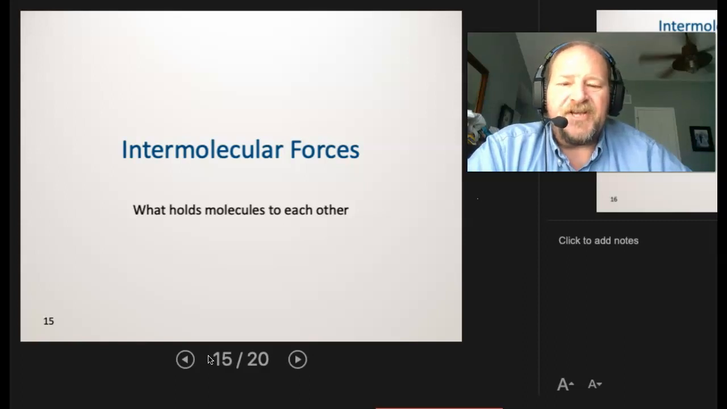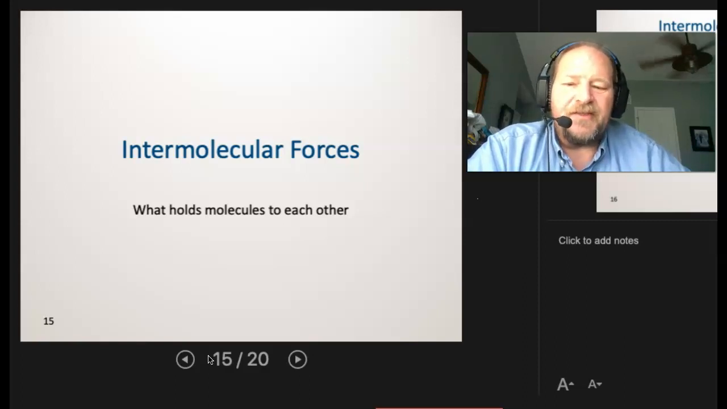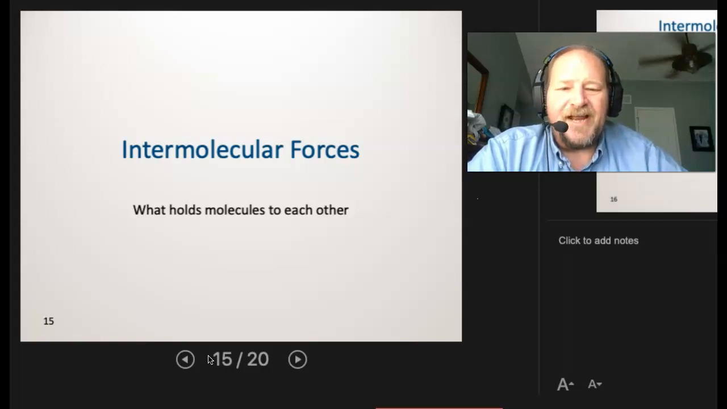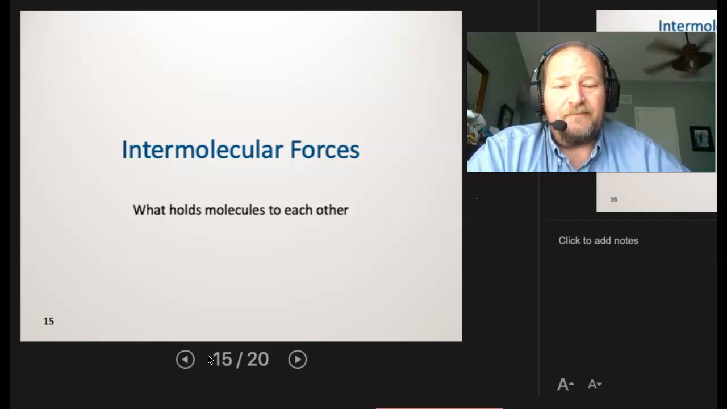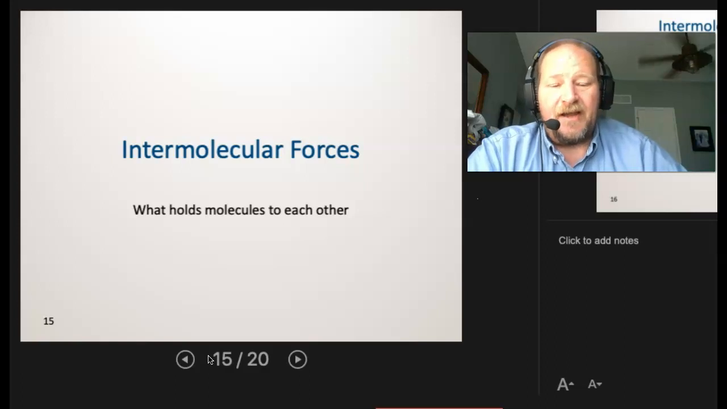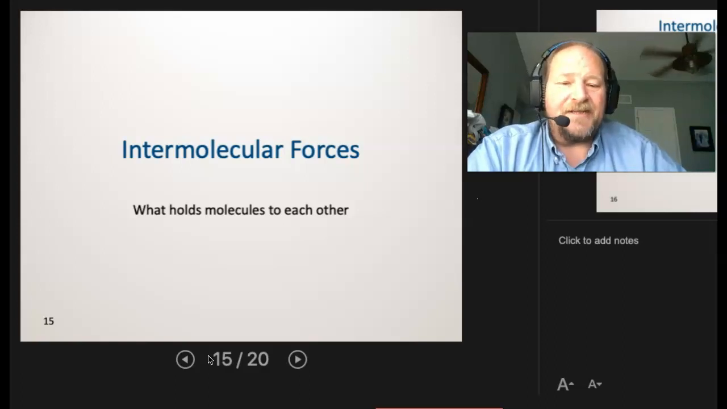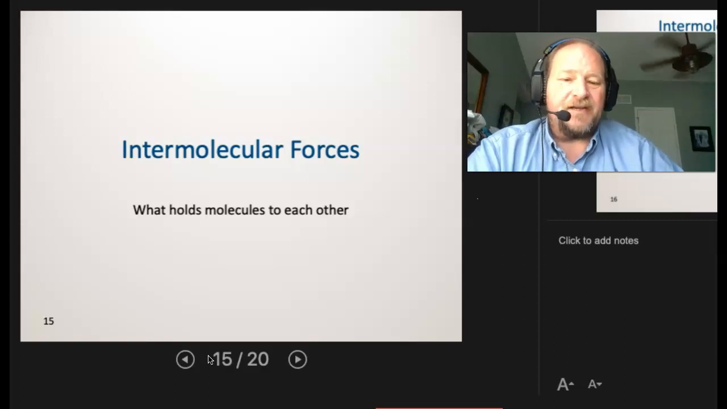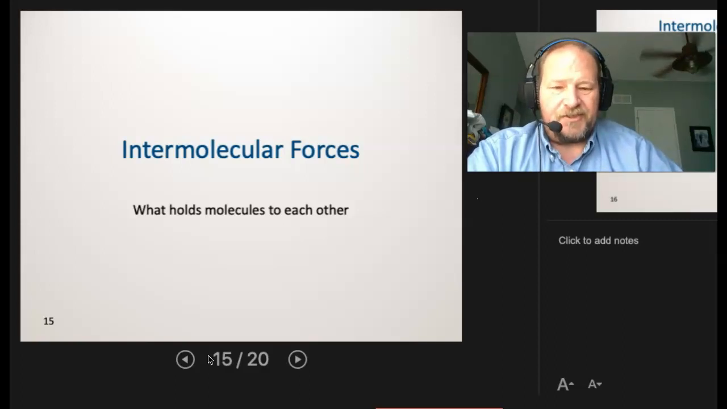So intermolecular forces, what holds the molecules to each other? Okay, so there's intramolecular forces, and then there's intermolecular forces. Intra are forces that happen within the same molecule. For those of you going into the medical profession, you'll see this with, like, DNA, the alpha helix. That's an intramolecular force where the proteins are bending certain ways and holding on to each other.